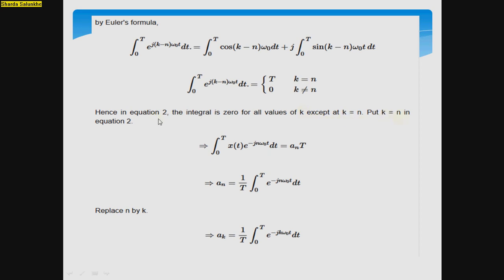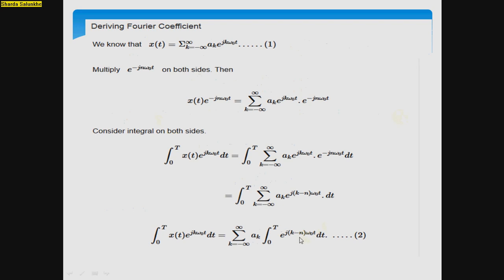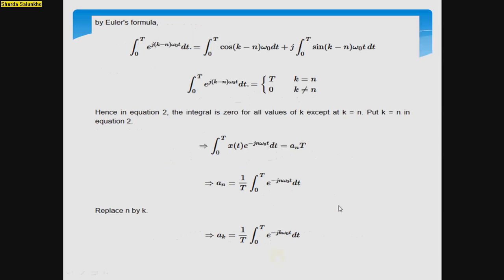Put k equal to n in equation 2. If you put k equal to n, you will get the integration, and if k is not equal to n, you will get 0. So you get the integration of 0 to T of x(t) into e raised to minus j n omega_0 t dt is equal to a_n into T. So a_n is equal to, this T gets transferred to the left-hand side, 1 by T integration of 0 to T of x(t) e raised to minus j n omega_0 t dt.